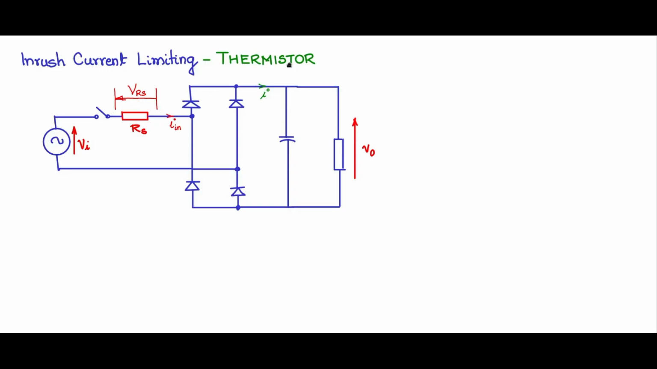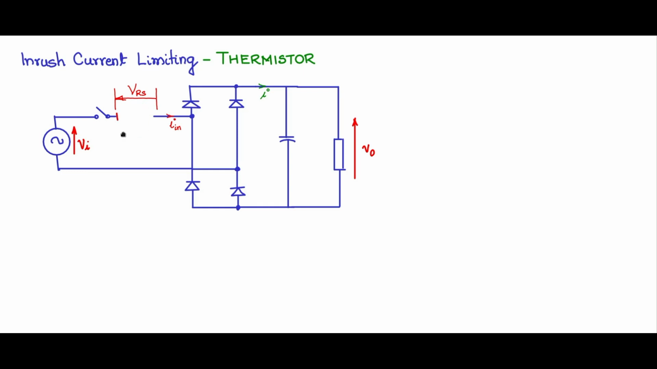Another solution, slightly better than the resistor one, is the use of a thermistor. A thermistor is actually a variable resistance wherein the resistance varies with temperature. And it is a negative temperature coefficient thermistor that you need to use. I'll explain what it means.